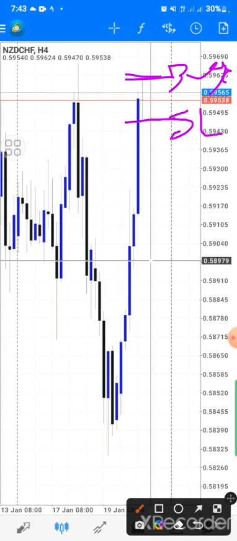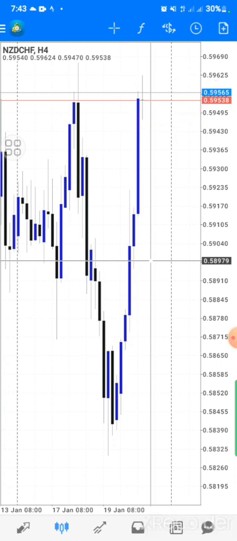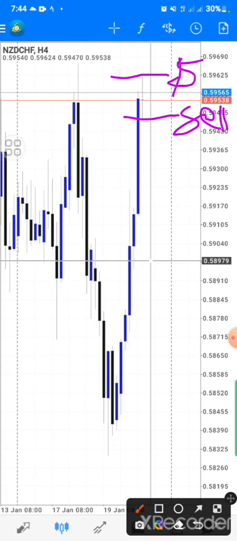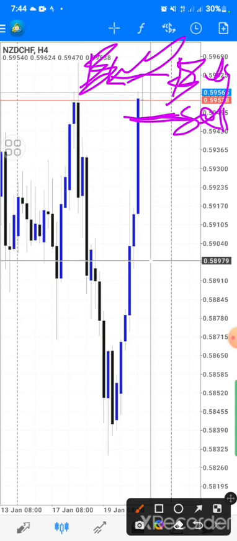So, when the price gets here, when the price gets here, we sell. When the price gets here, we buy. Do not forget, when you sell at this point, your SL will be here. When you buy at this point, your SL will be here. That's very simple. But there's one thing I want to explain to you.